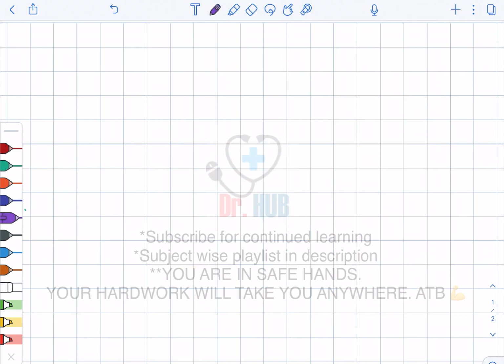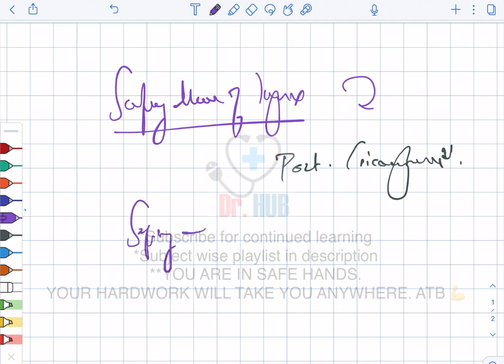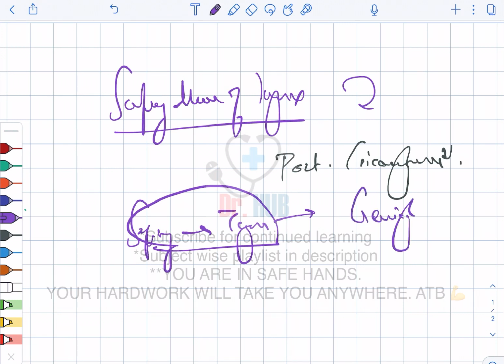Next, there is something known as the safety muscle of the larynx. Safety muscle of larynx. So this is nothing but the posterior cricoarytenoid. Next, looking at the safety muscle of the tongue. So safety muscle of the tongue is the genioglossus.